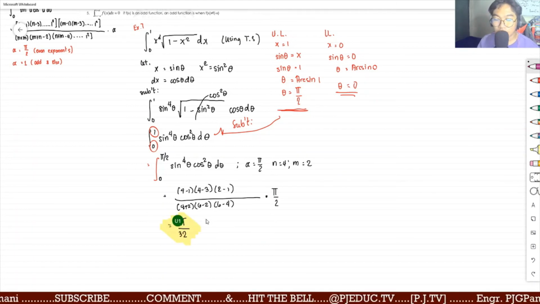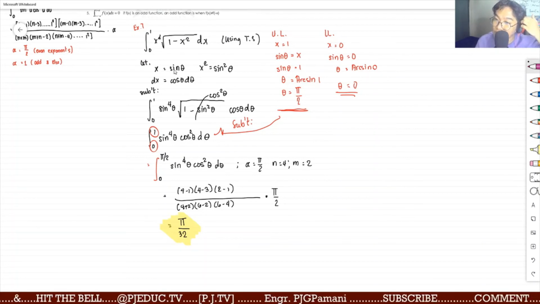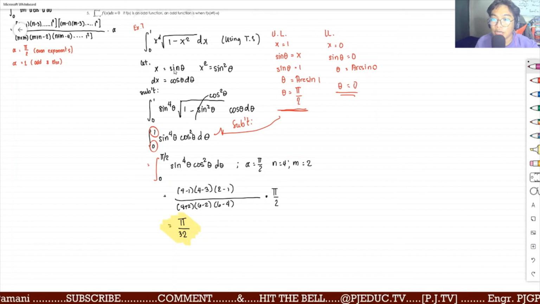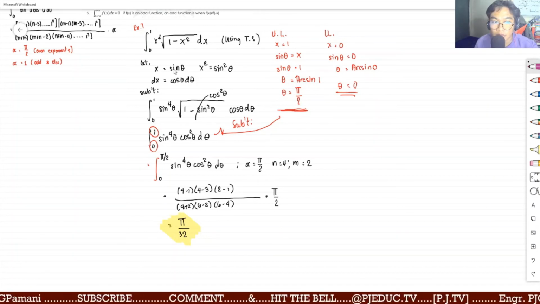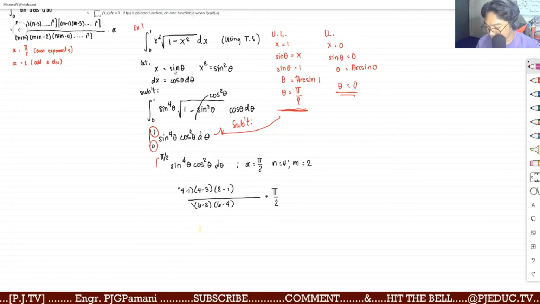So yan na yung ating final answer for this problem. Remember, if you're going to use substitution, especially if it is trigonometric substitution, always change the upper and lower limit in accordance to the substitutions that you have made. Okay? Baka substitute ka lang ng substitute porket nakita mo lang sa napanood mong isang YouTube. Okay. Next example for definite integral.